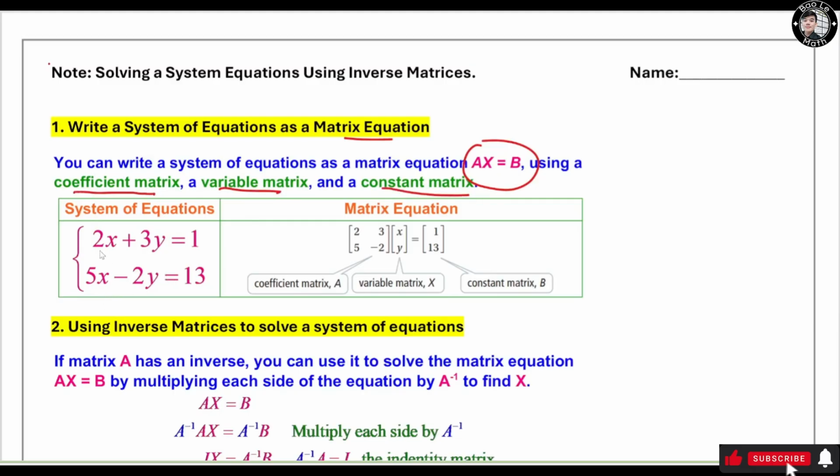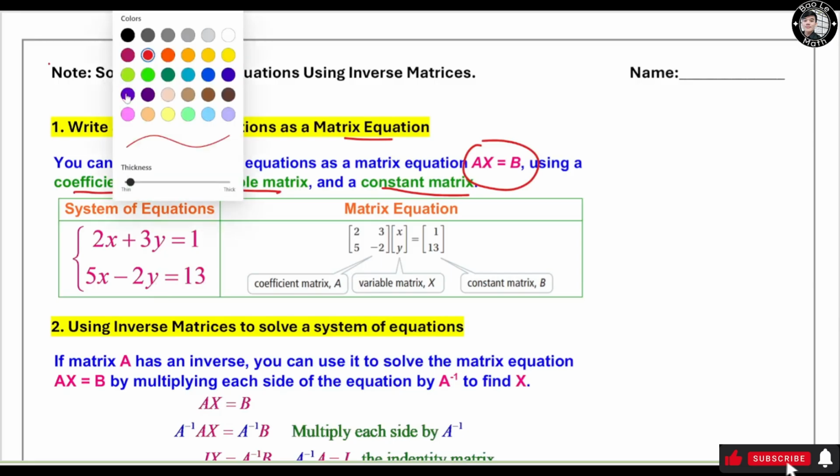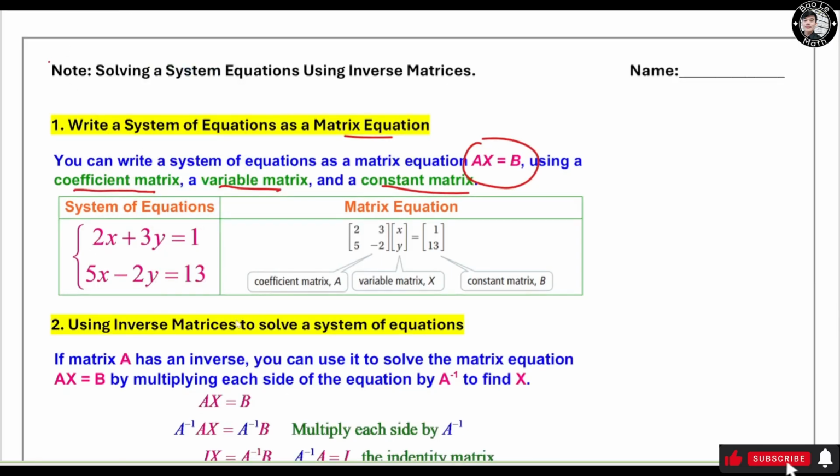So if you look at this one right here, 2x plus 3y equals 11, 5x minus 2y equals 13. Coefficient matrix A is the coefficients of these equations. So you have 2, 3, 5, and negative 2. Make sure you include the negative sign right here.